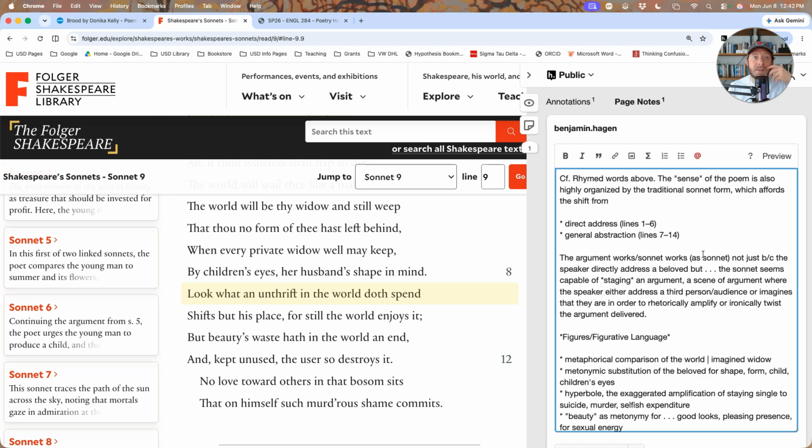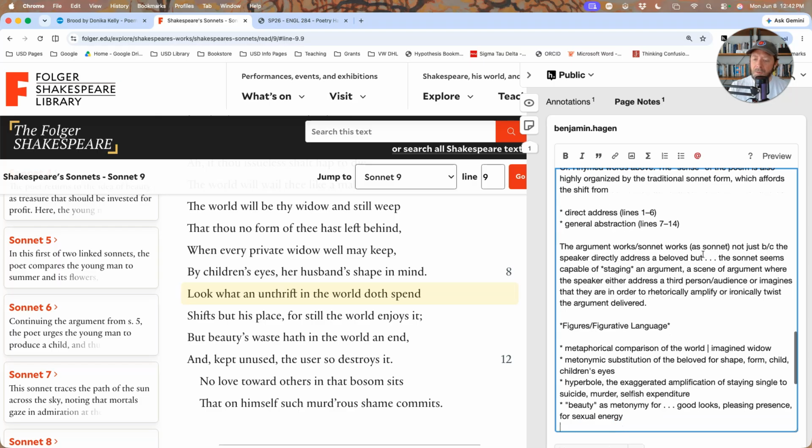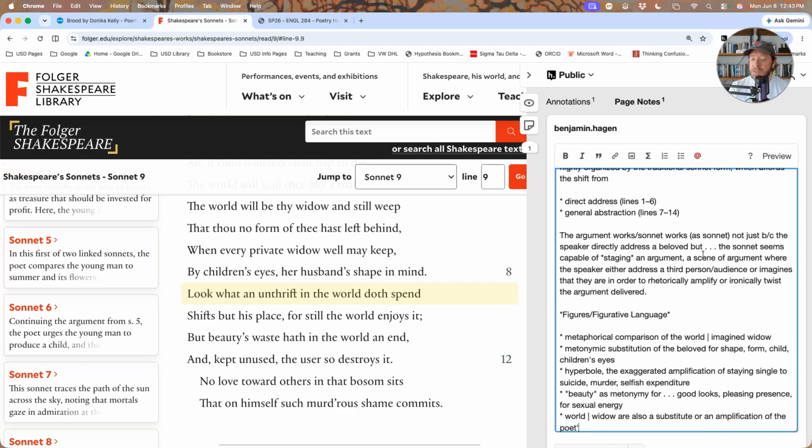I think that's maybe worth thinking about, though I would want to read the other sonnets that are around it. We'll get back to that when we worry about context in a future video. And I wonder to what degree the world and the widow are also a substitute or an amplification of the speaker's own desire, right? To some degree it's the speaker that maybe wants this for the young beloved, though it's maybe a little unclear why.